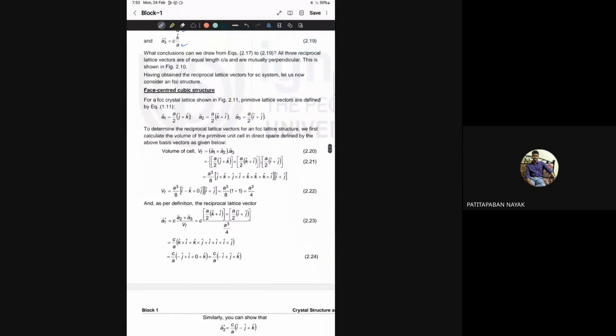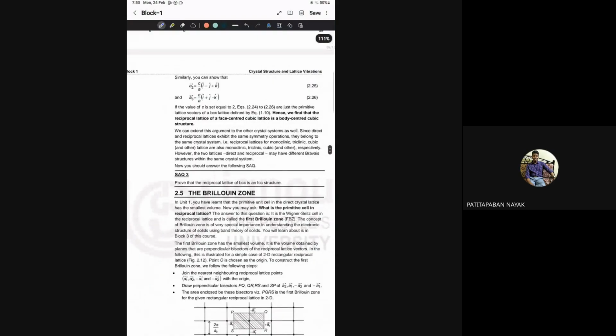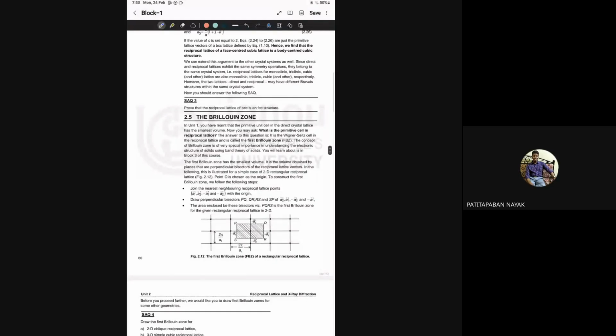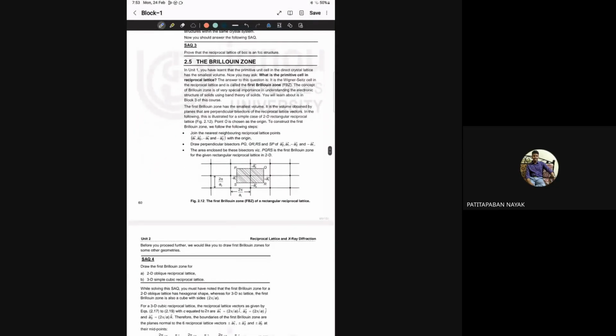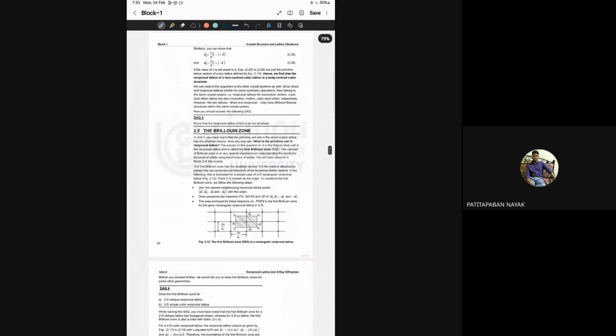That part has been explained over here, you can check it out. So I'll possibly stop it here. If you have any doubt, you can ask. Next class, I'll start with Brillouin zone and then X-ray diffraction. If you have any question on reciprocal lattice or the first part, you can ask.